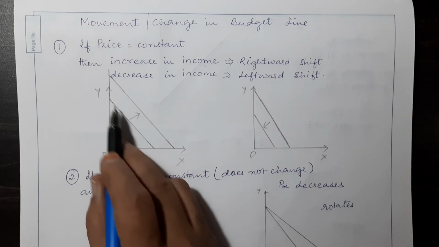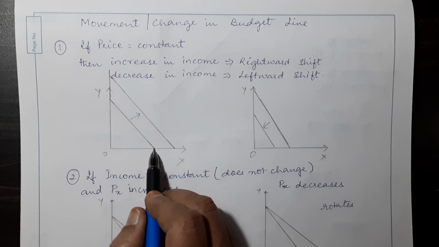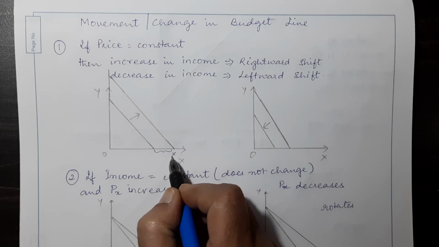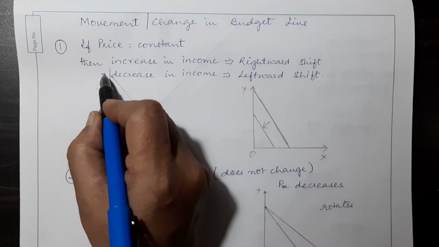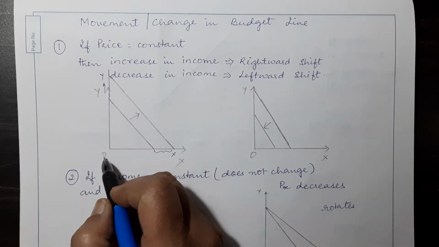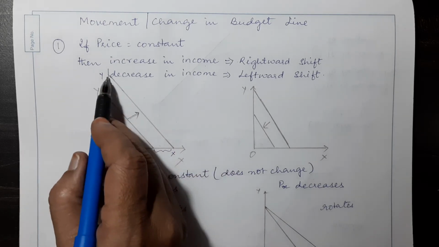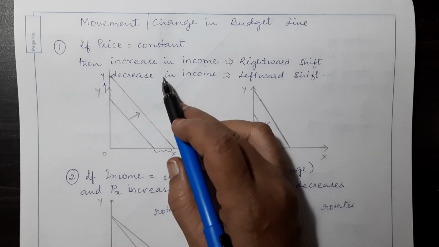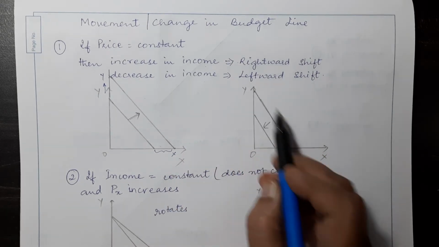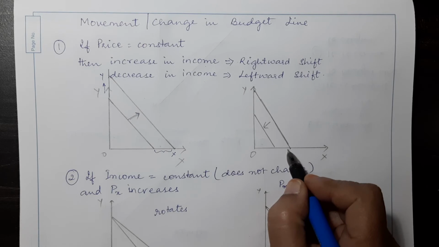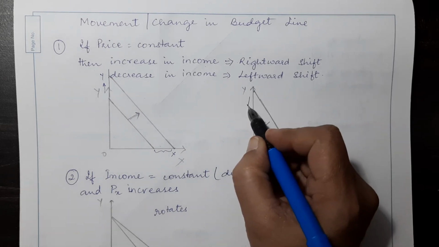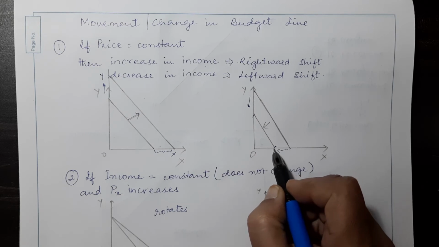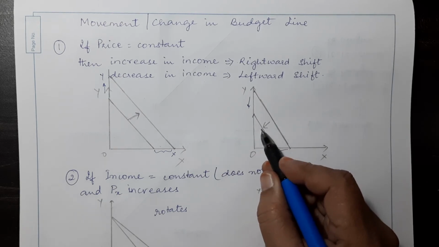This is our normal budget line. When the income increases, we are able to buy more of x, isn't it? And more of y. So the budget line shifts to this new line. Okay. Now when the budget decreases, this is a normal budget line. When the budget decreases, we buy less of x and less of y. So our new budget line lies here. So it moves to the left.